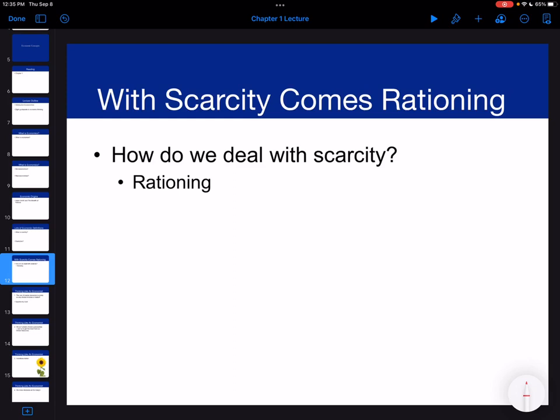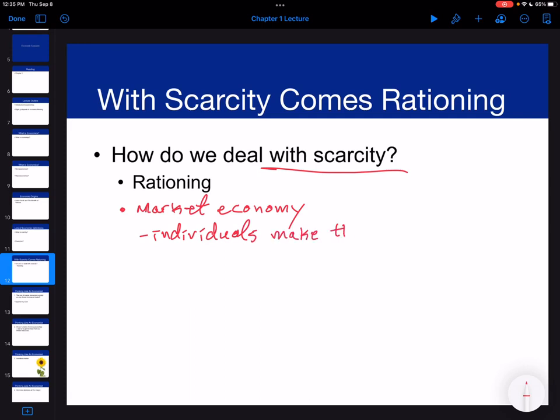Now, because we have scarcity, this is a fundamental aspect of the human condition. We have to ration goods. We have to figure out who gets what. Everybody can't have everything they want. So we have to figure out who gets different goods and resources. Now, for the most part, in our economy today, we live in what we would call a market economy. That basically means that we let individuals make their own choices.